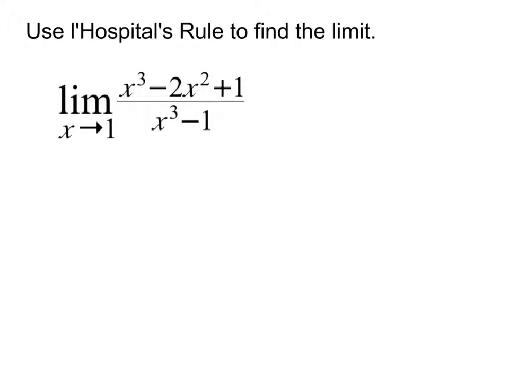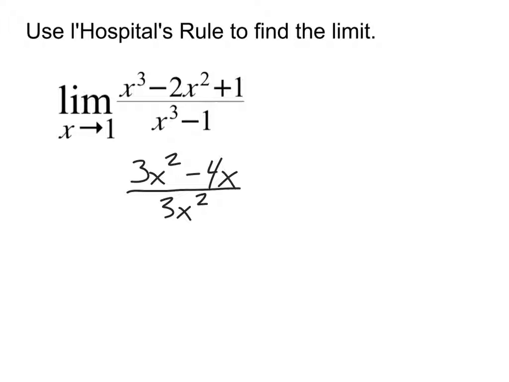In order to use L'Hôpital's rule, we take the derivative of the top and the derivative of the bottom of this function. Notice, I'm taking each derivative individually. This is not the quotient rule or anything like that. So let's take the derivative of the top: derivative of x cubed is 3x squared, minus the derivative of 2x squared, which gives me 4x. The derivative of 1 is 0, so it goes away. On the bottom, the derivative of x cubed is 3x squared, and the derivative of the minus 1 is 0, so it goes away as well.